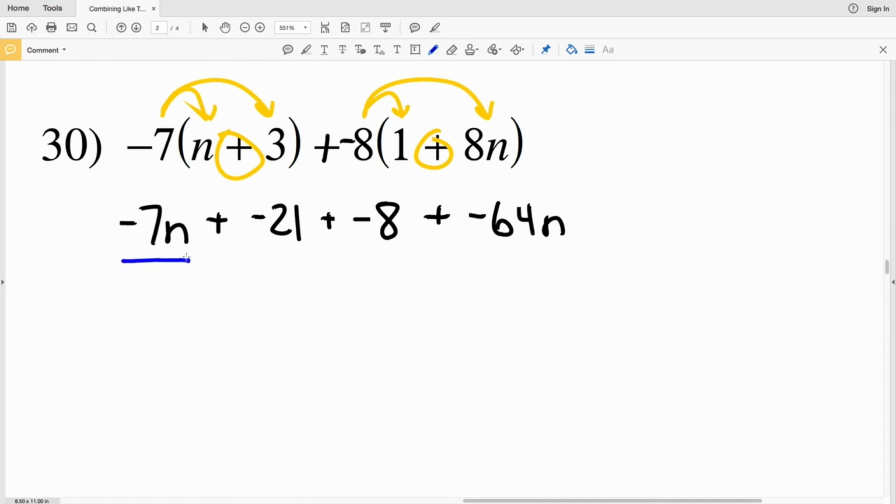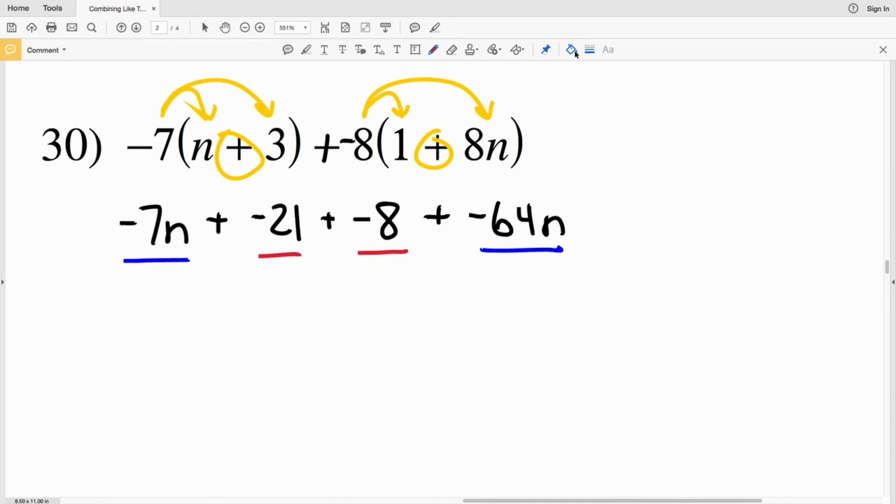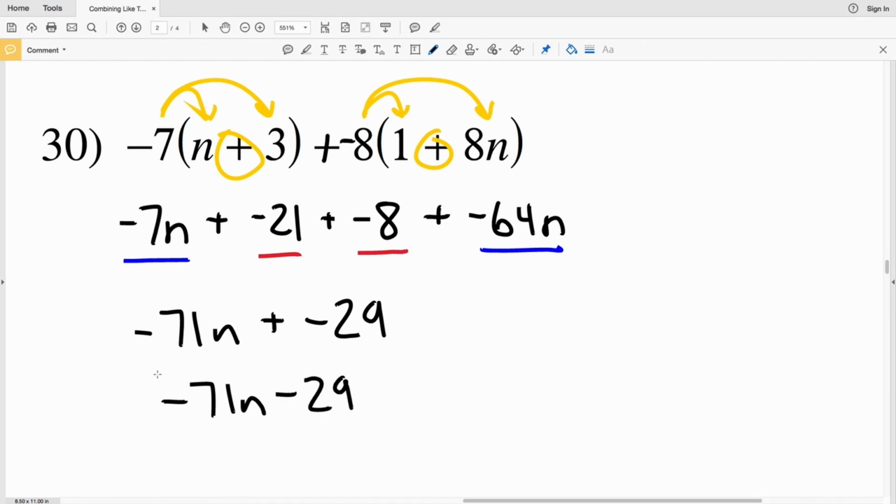Combine the like terms, negative 7n is going to be combined with a negative 64n, and a negative 21 is going to be combined with a negative 8. Negative 7n plus negative 64n is going to be negative 71n. And we're going to add that to negative 21 plus a negative 8, which is going to be negative 29. We can rewrite this as negative 71n minus 29.